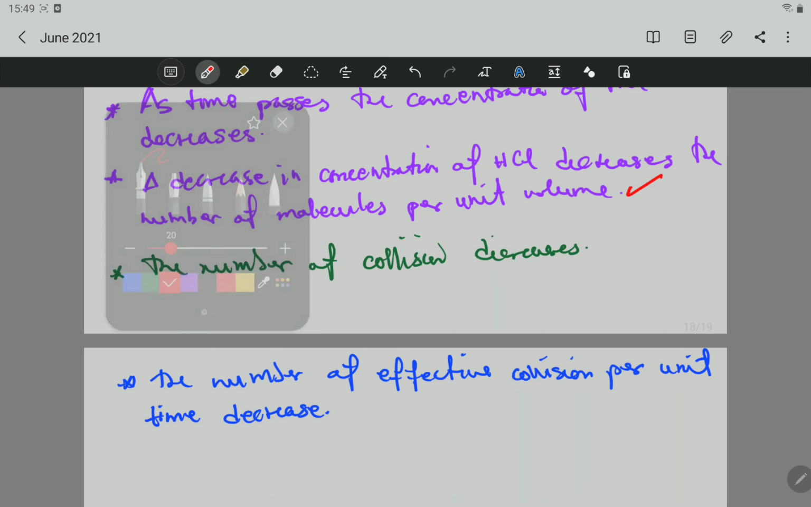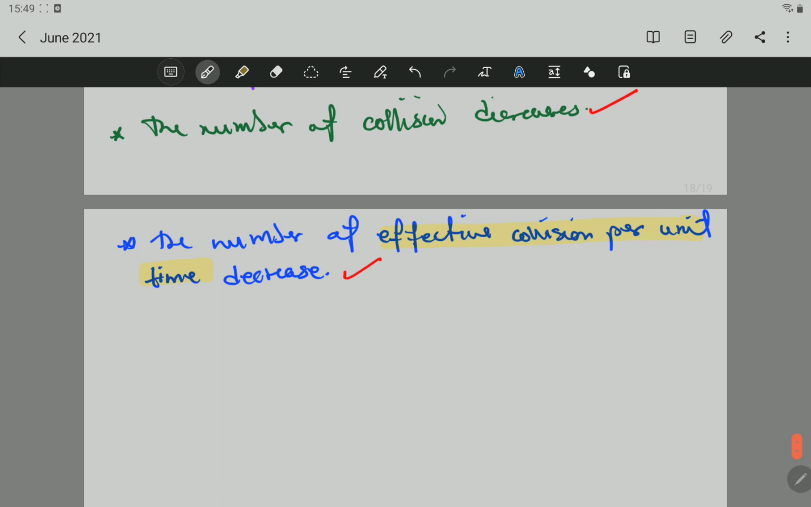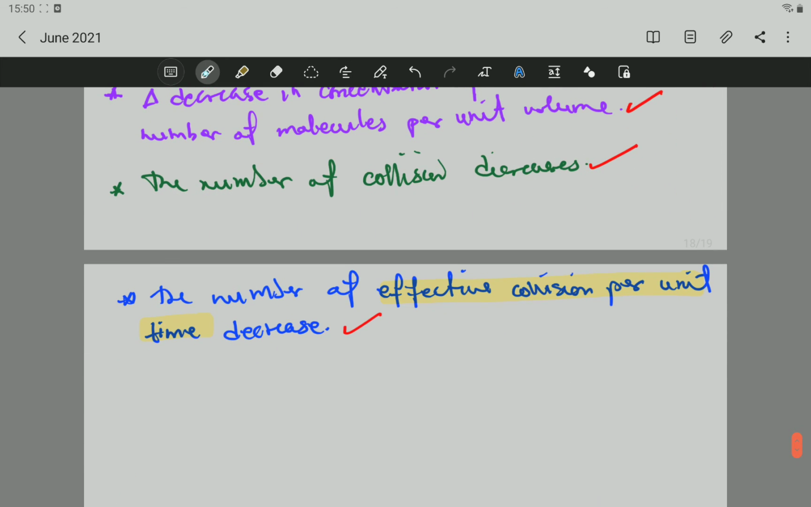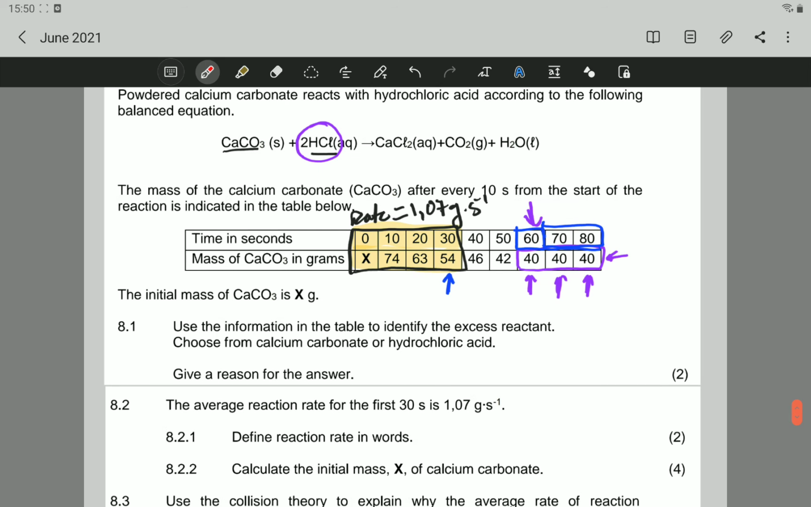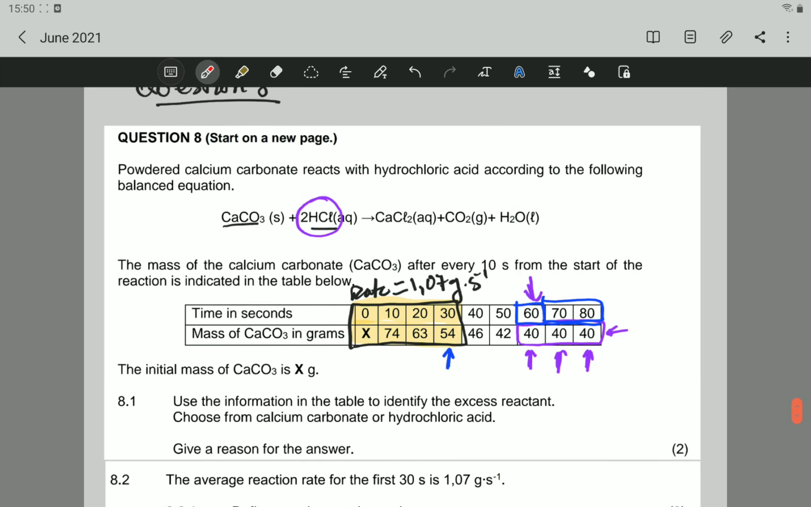Those are the last 2 marks. One for saying that the number of collisions decreases, therefore the number of effective collisions per unit time decreases. And important, effective collisions per unit time. That wording must be in that specific way. So that is the last mark. I think it's quite an easy question. There are 3 marks for this one, and the total for this question is 11 marks. It is easy to get marks, however, they were not well answered during the examination.